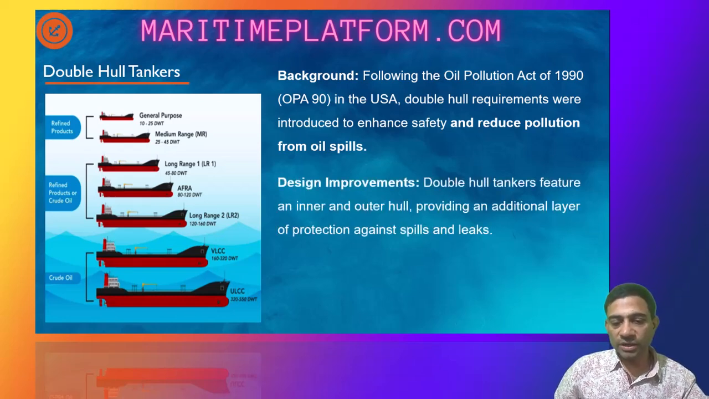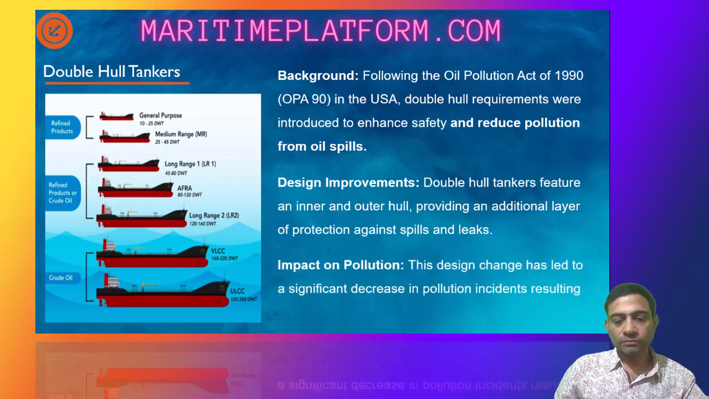Double hull tankers feature an inner and the outer hull, providing an additional layer of protection against spills and leaks. So here what happens, even the bottom has a ballast tank. So even if the vessel grounds, the chance of oil leaking out to the sea is almost zero. This design change has led to a significant decrease in pollution incidents resulting from tanker accidents.